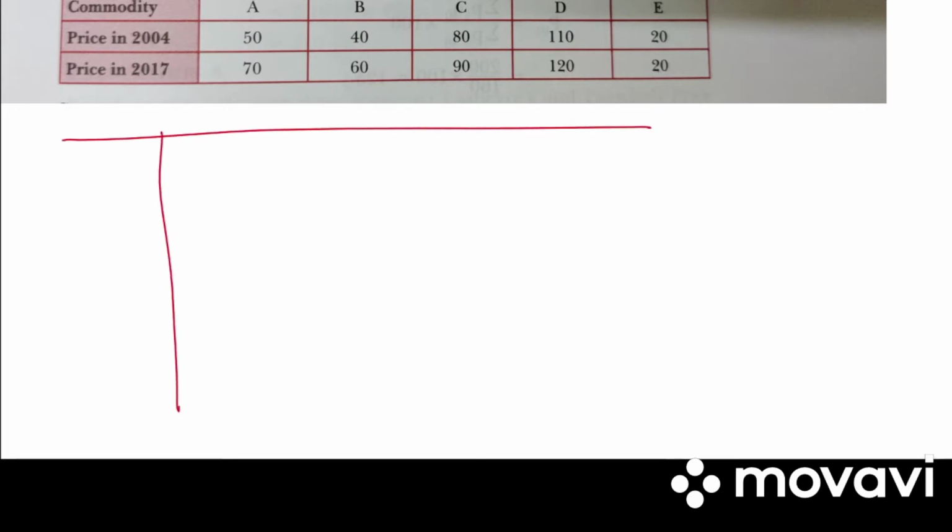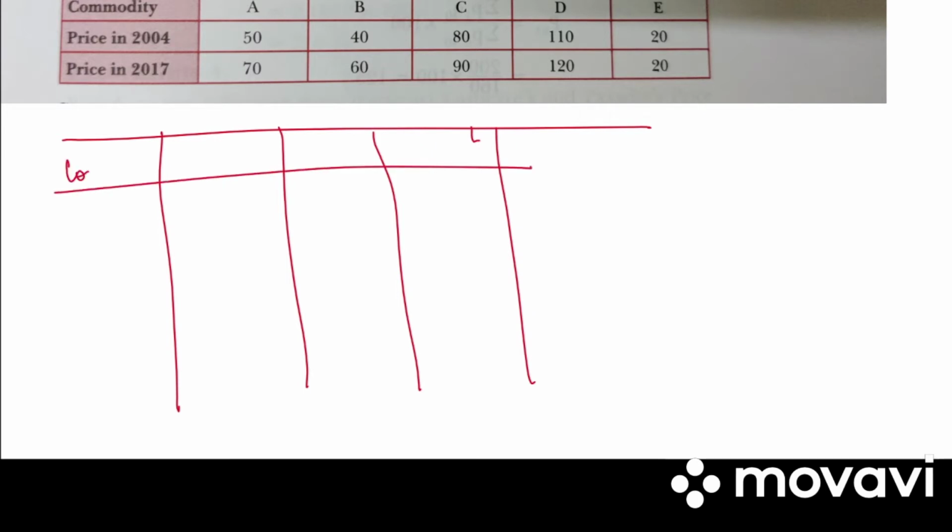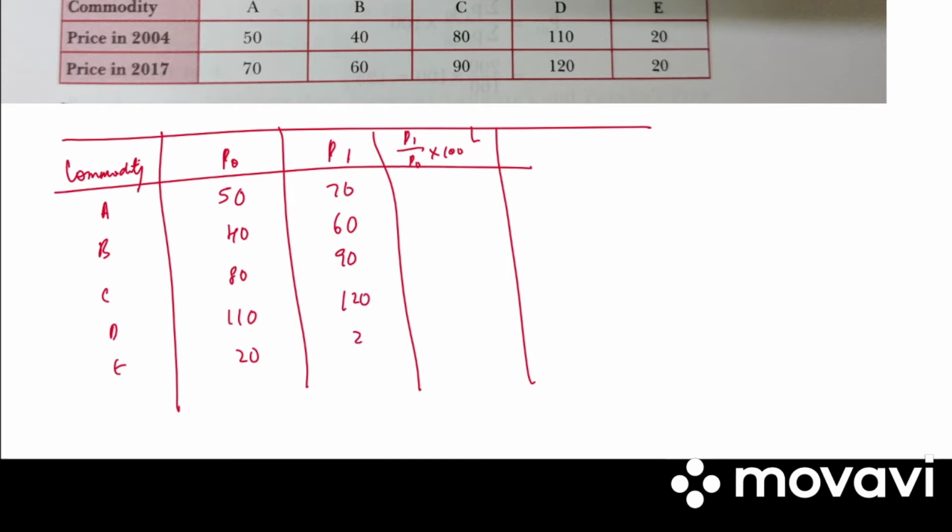So first we have commodity, then we have base year P0, P1, and last we'll be having price relatives. So commodity, P0, P1, P1 by P0 into 100. A, B, C, D, E: 50, 40, 80, 110, 20, 70, 60, 90, 120, 20.